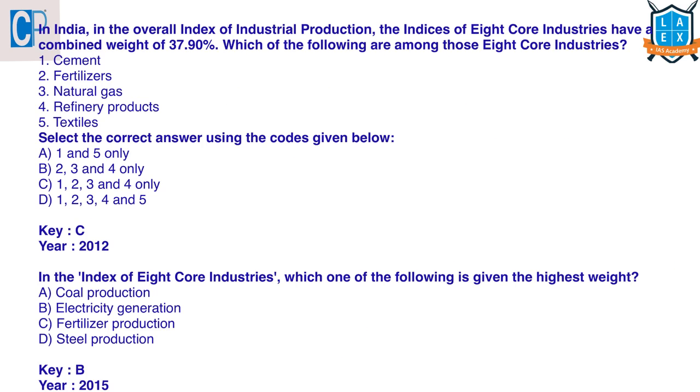Now let's see some of the previous years' prelims questions. In India, in the overall Index of Industrial Production, the indices of 8 core industries have a combined weight of 37.9%. Just now we have seen this. This question appeared in 2012, when it was 37.9%, the weightage of core sectors. But now it is 40.27%.